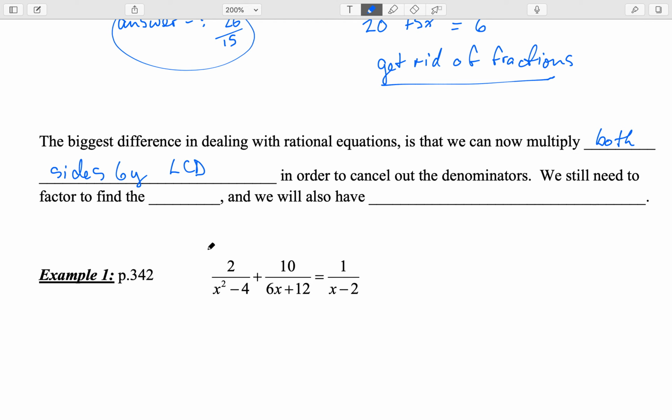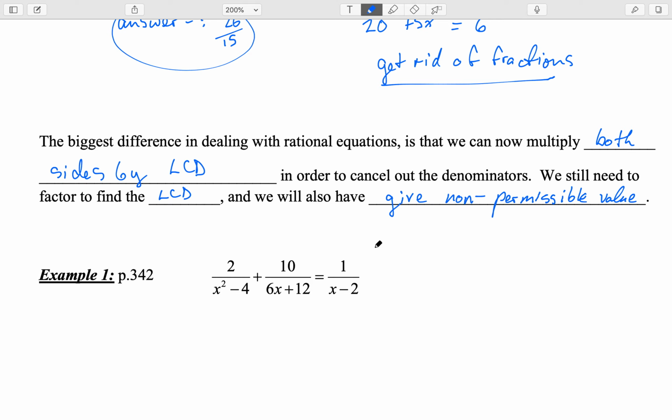Now, you're still going to have to factor everything in order to figure out what the LCD is. And you're also going to have to give non-permissible values, right? So what can x not equal?